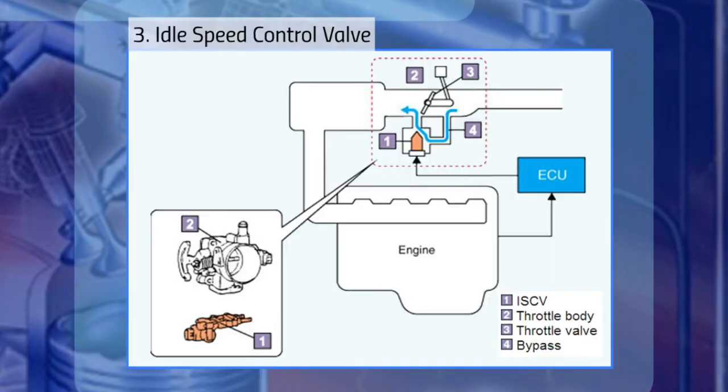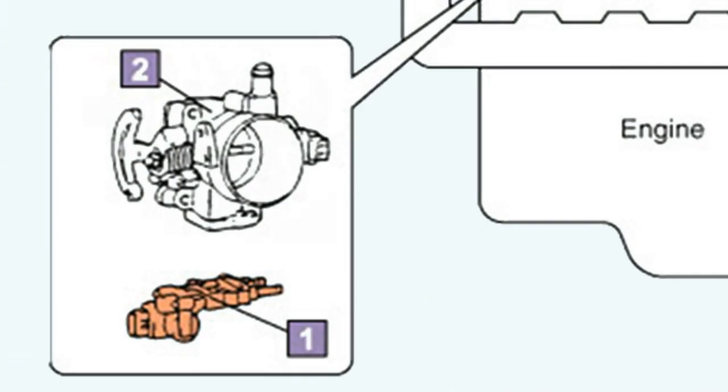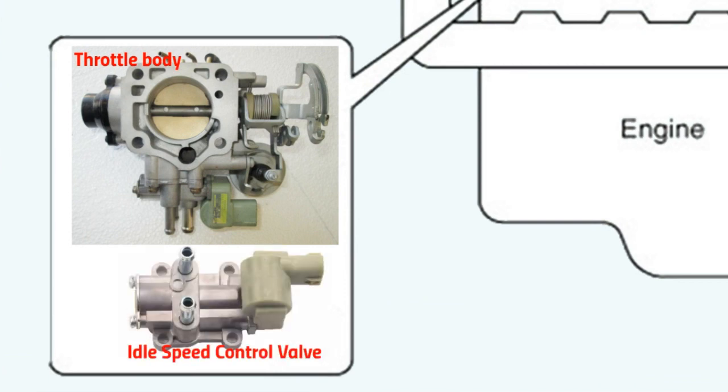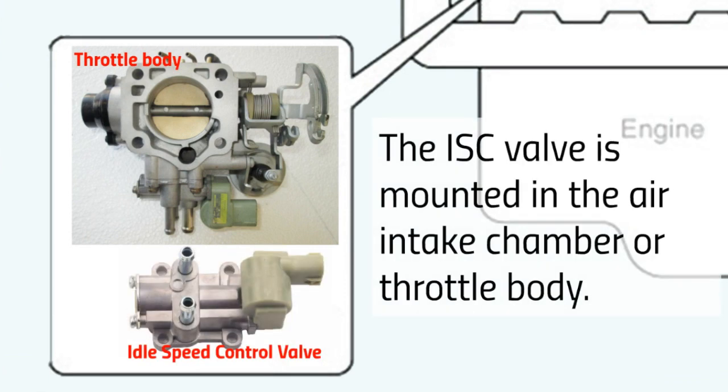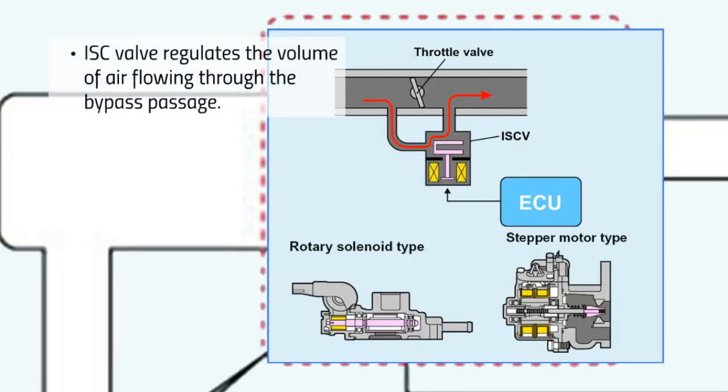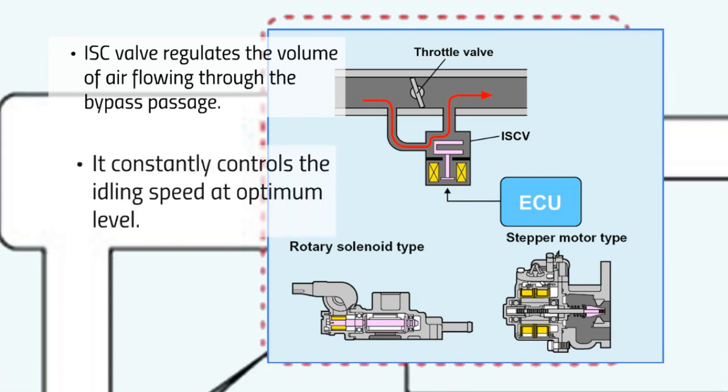Idle speed control valve. Throttle body. Idle speed control valve. The ISC valve is mounted in the air intake chamber or throttle body. The ISC valve regulates the volume of air flowing through the bypass passage. It constantly controls the idling speed at the optimum level.